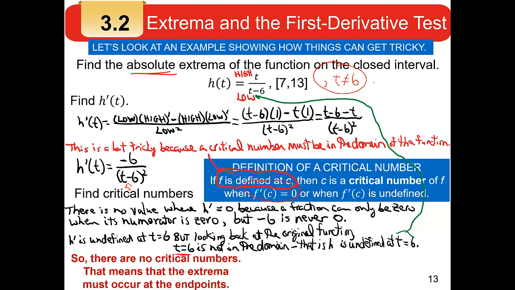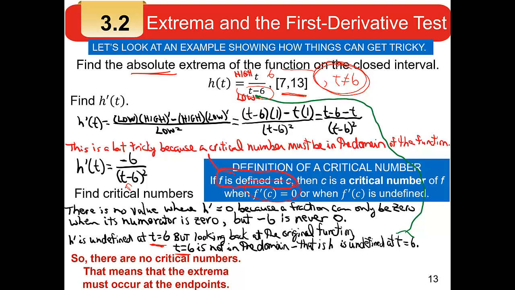So there aren't any critical numbers here. But we have a theorem that says that if you've got a continuous function defined on a closed interval... you might say this function is not continuous at 6, but 6 is not even in the interval. 6 is over here. That's another reason t equals 6 couldn't work. You could also throw it out because it's not even in the interval that you're interested in. 6 is not even between 7 and 13. So that's yet another reason you could have tossed it out. So there just are no critical values or critical numbers.